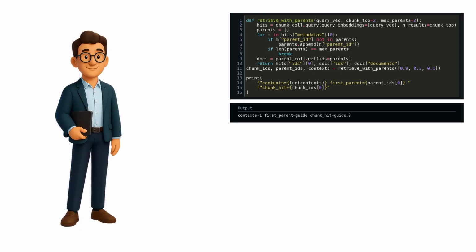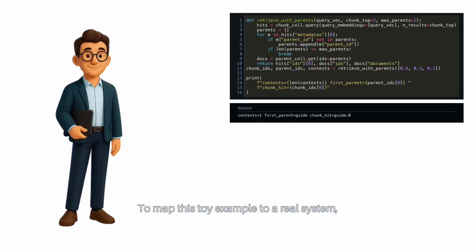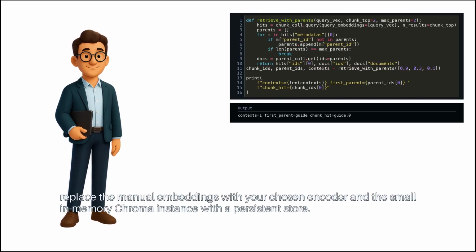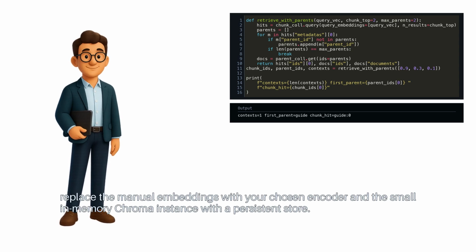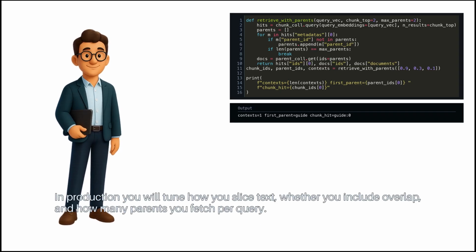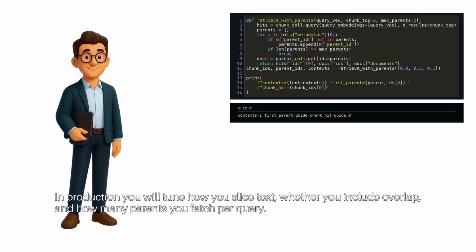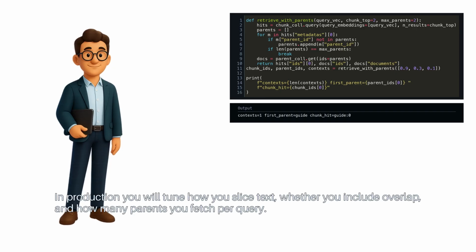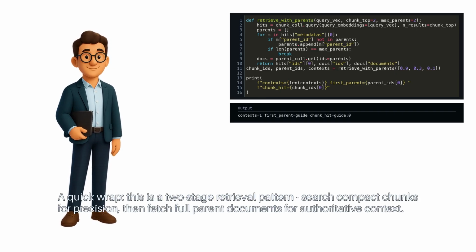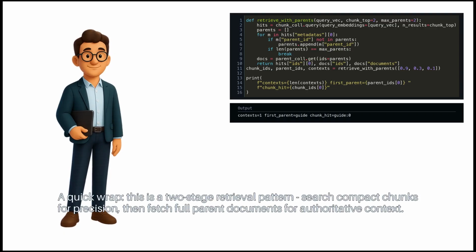To map this toy example to a real system, replace the manual embeddings with your chosen encoder and the small in-memory Chroma instance with a persistent store. In production, you will tune how you slice text, whether you include overlap, and how many parents you fetch per query. A quick wrap. This is a two-stage retrieval pattern.